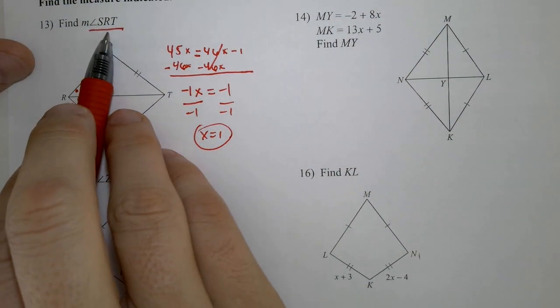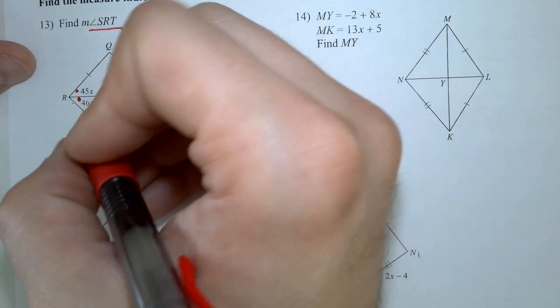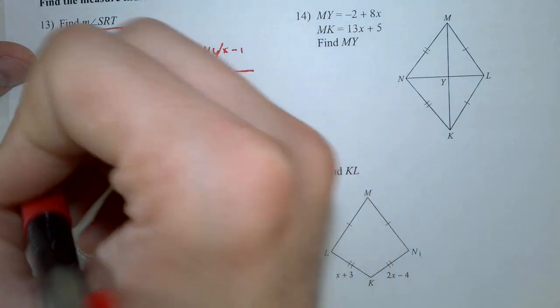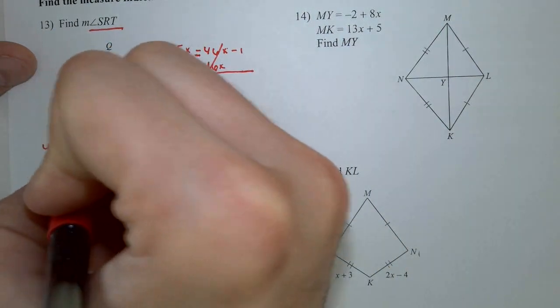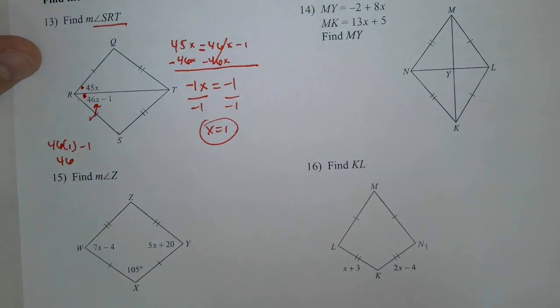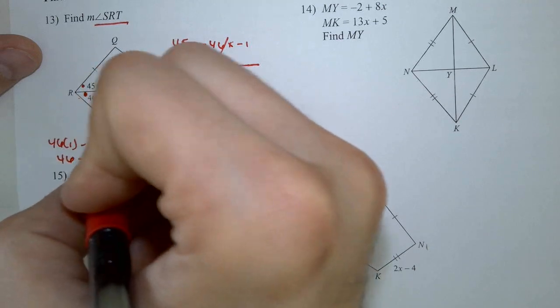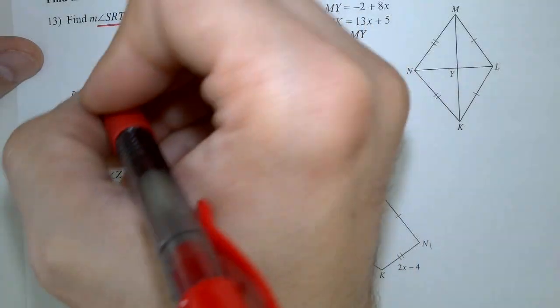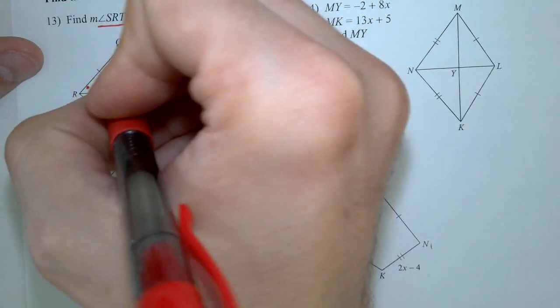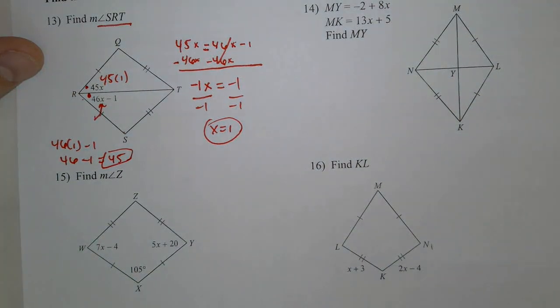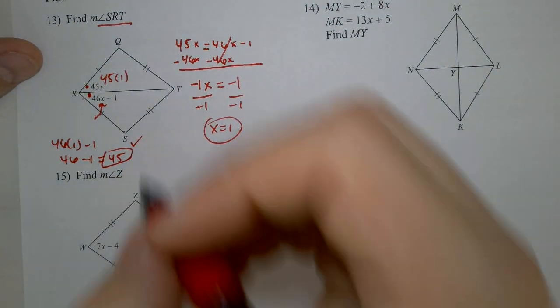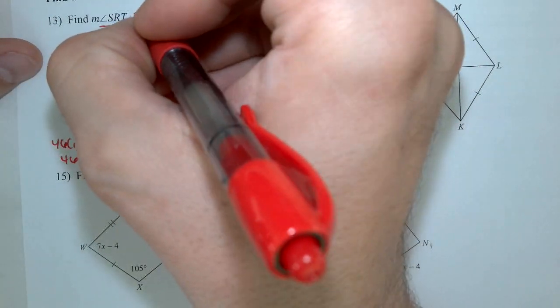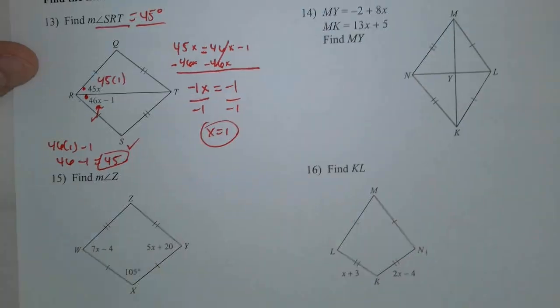And if we need to find angle SRT, you need to plug it in for the x in SRT, which would be 46 times 1 minus 1. 46 times 1 is 46. Minus 1 makes 45. Let's make sure that it equals 45 here. Does 45 times 1 equal 45? Yes, it does. So that means that angle SRT is, in fact, equal to 45 degrees. Okay?